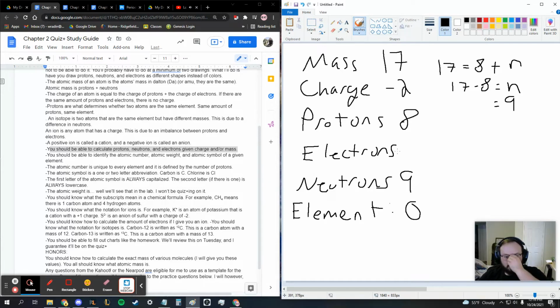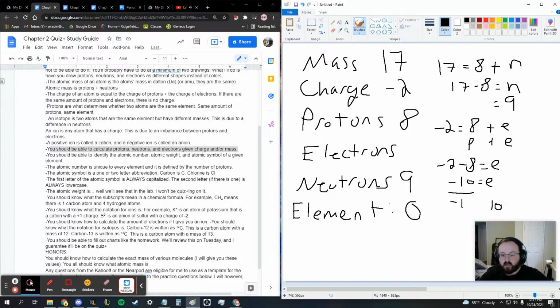Now, electrons. Our charge is negative 2, and this equals the charge of the protons plus the charge of the electrons. Now we have 8 protons. Each proton has a +1 charge, which gives us a +8. Now I would say plus E. Now to isolate the E, we do -2 minus 8 equals E. So -10 equals E. Now technically each one of these has a -1 charge, so that would give us 10 electrons.